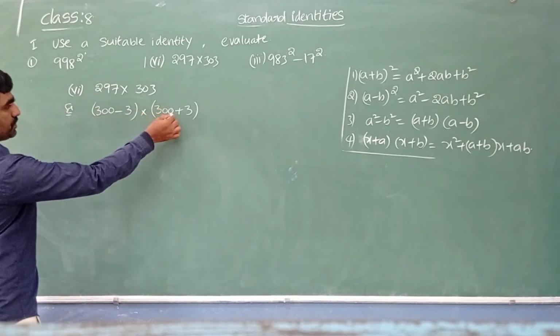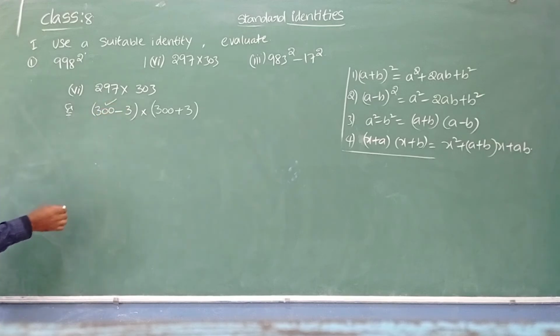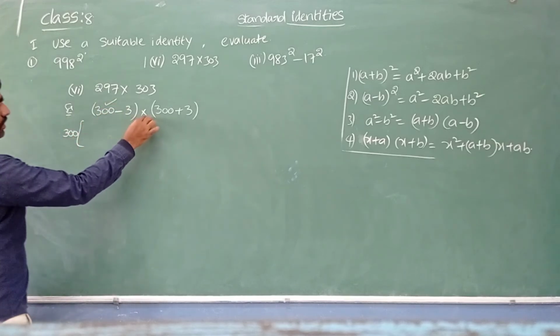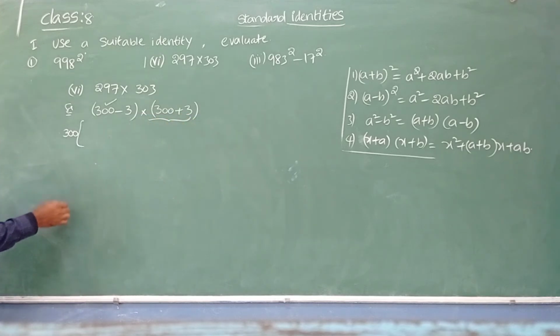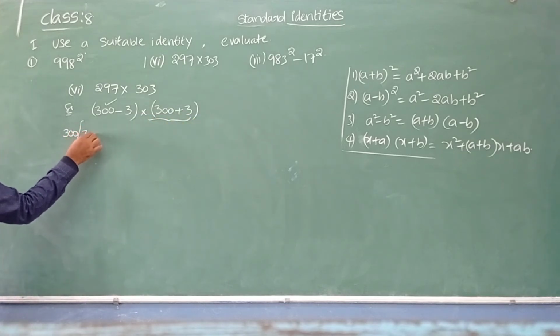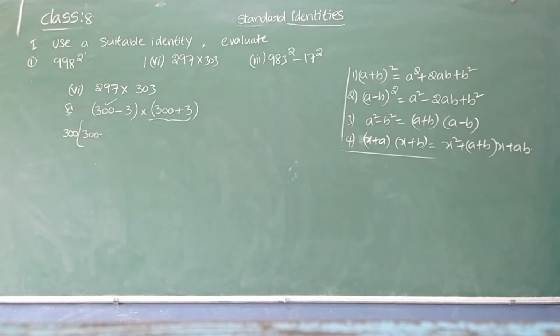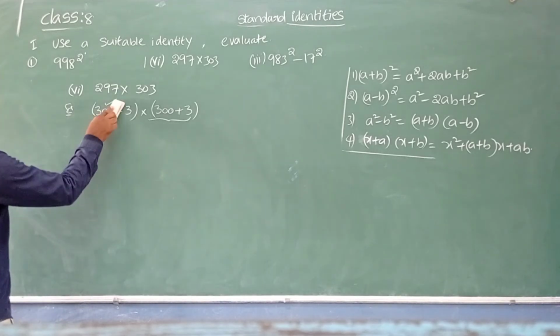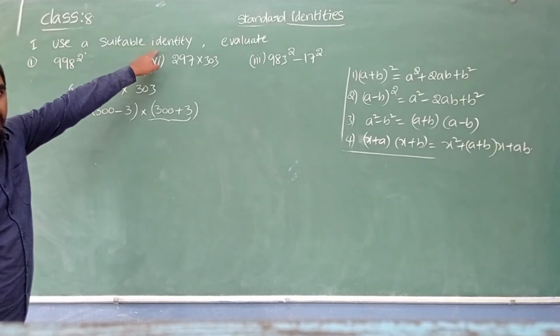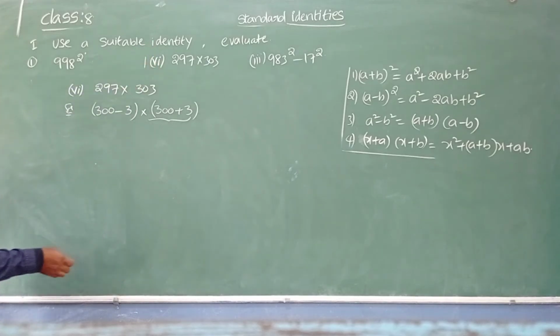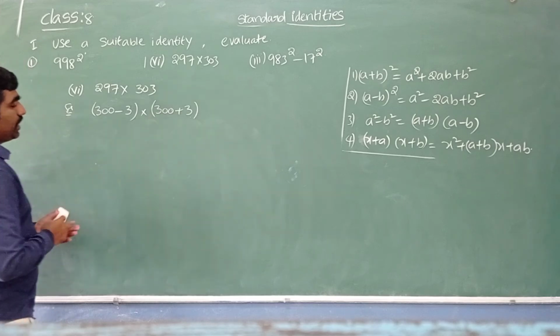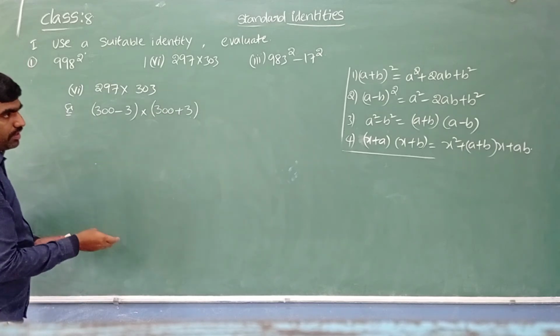How can I multiply these both? Let us take the first term of the first binomial, which is 300, multiply with the complete second binomial. Sorry, we are going with general multiplication. Sorry, we have to go with the identity, which is better. Sorry for that. See here, the identity is said. Which identity is suitable? Third identity.